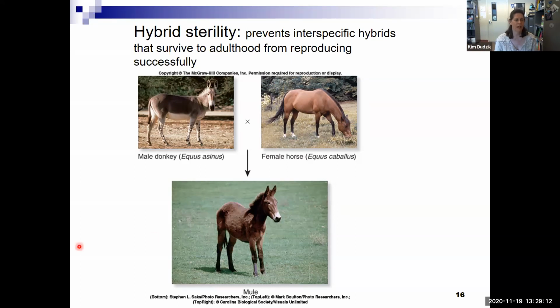And to get a mule, you do need the male donkey crossed with a female horse. If you cross a female donkey with a male horse, you usually get a much smaller animal called a jenny. They refer to it as a jenny. They do exist, but they're not that common because, again, mules can't reproduce on their own.